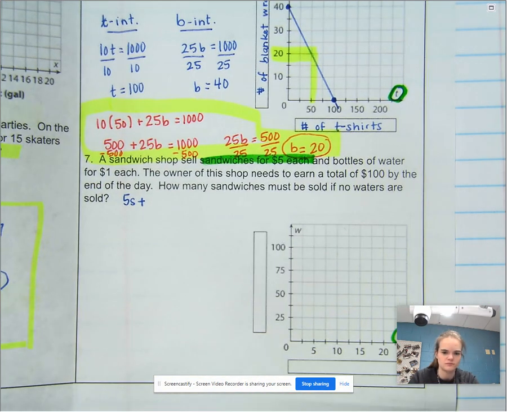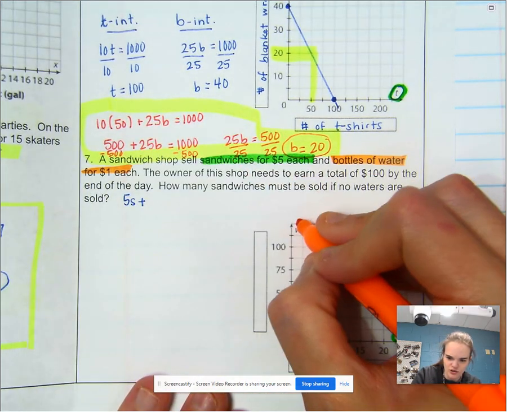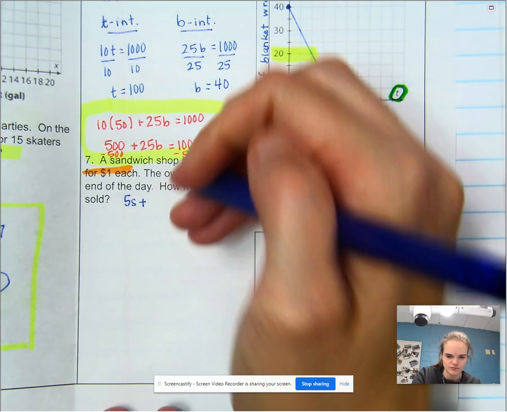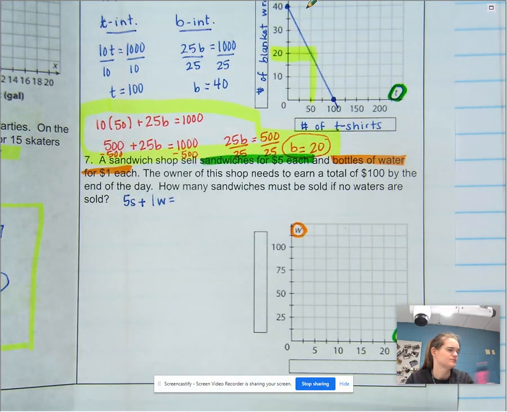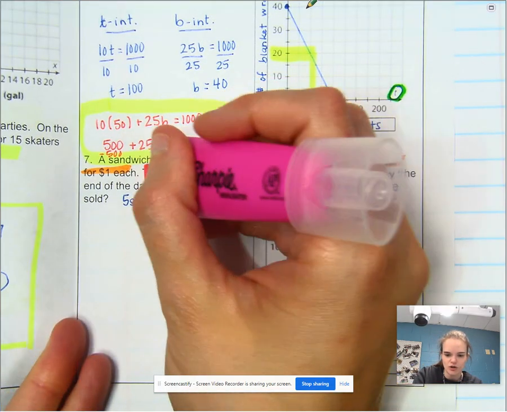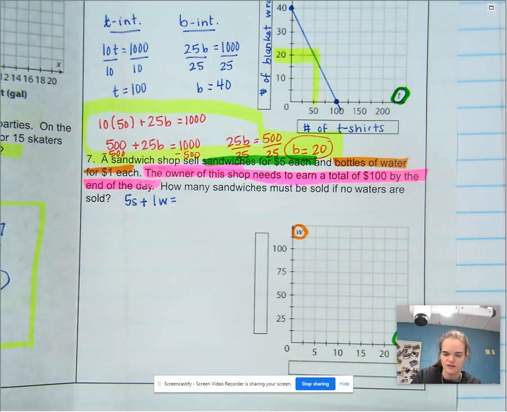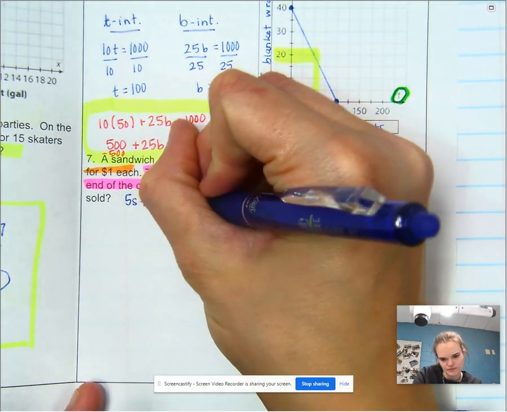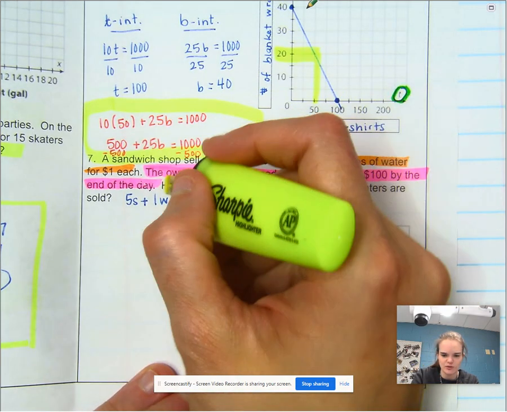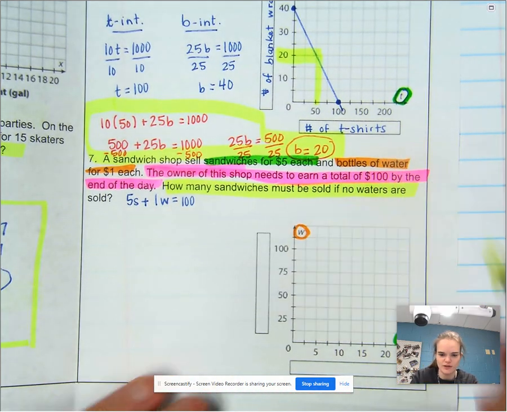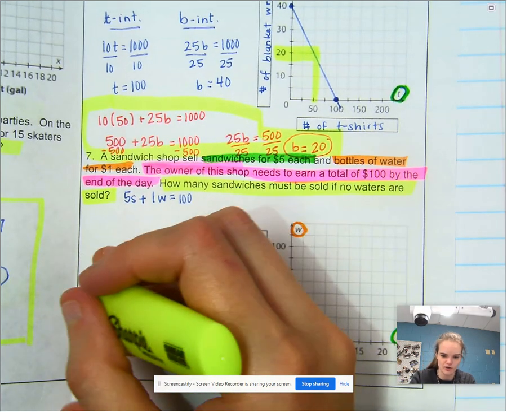And, so plus, bottles of water for $1 each. They used W. 1W equals. The owner of the shop needs to earn a total of $100 by the end of the day. 100. Later, we're going to come back and answer the question, how many sandwiches must be sold if no waters are sold? We'll do that down here somewhere.